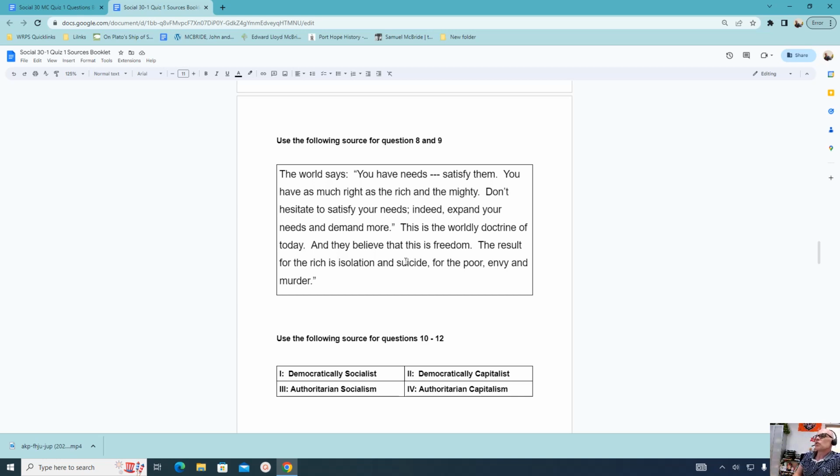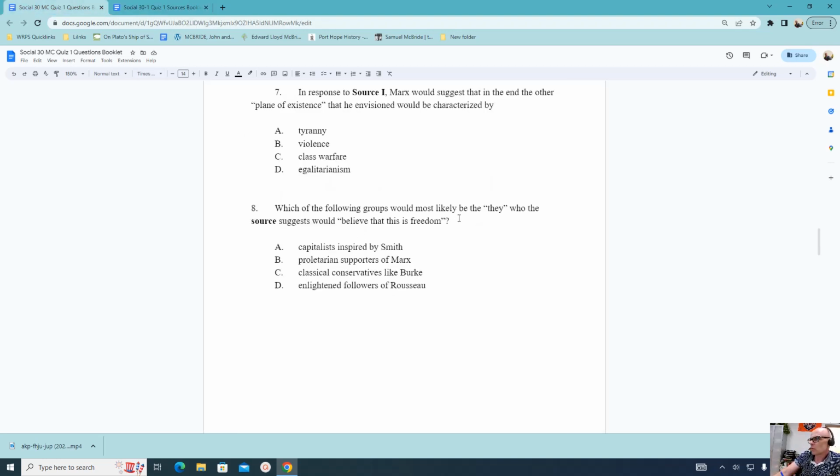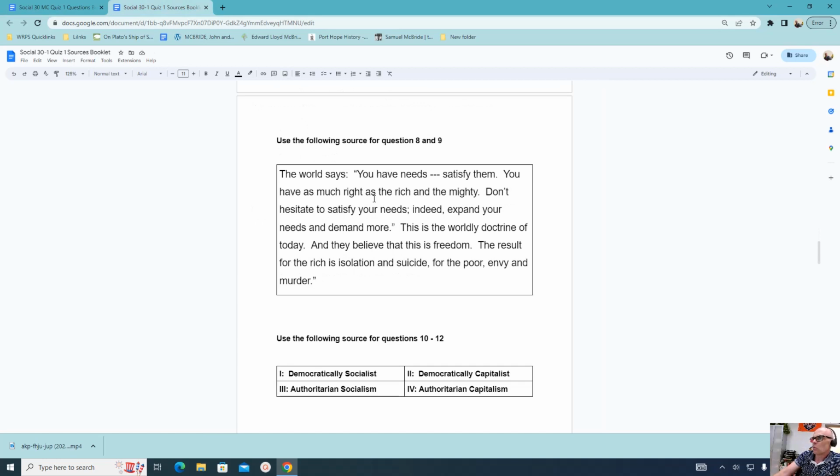So, who's the they? The world says you have needs, satisfy them. Let's go back. Which of the following would be the they? The world says you have needs, satisfy them. You have as much right as the rich and the mighty. Don't hesitate to satisfy your needs. Indeed, expand your needs and demand more. This is the worldly doctrine of today, and they believe it is freedom.